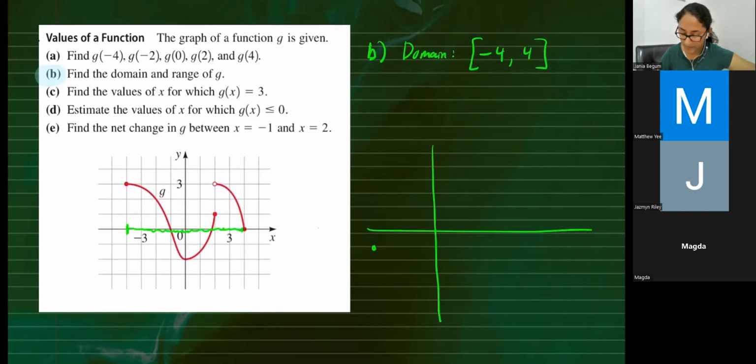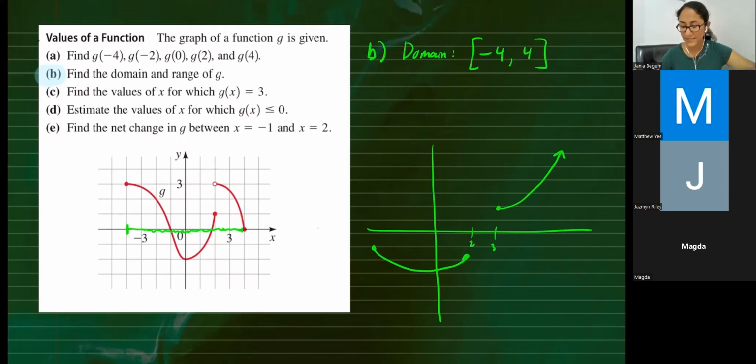Maybe I give you a graph like this, right? And then maybe 2 here, and then I don't have any more graph. At 3, I start again. Then you break it up into different pieces. But for this one, we don't have to, because the graph continues to exist all the way from 2 to 4. So -4 to 4 will be the domain.